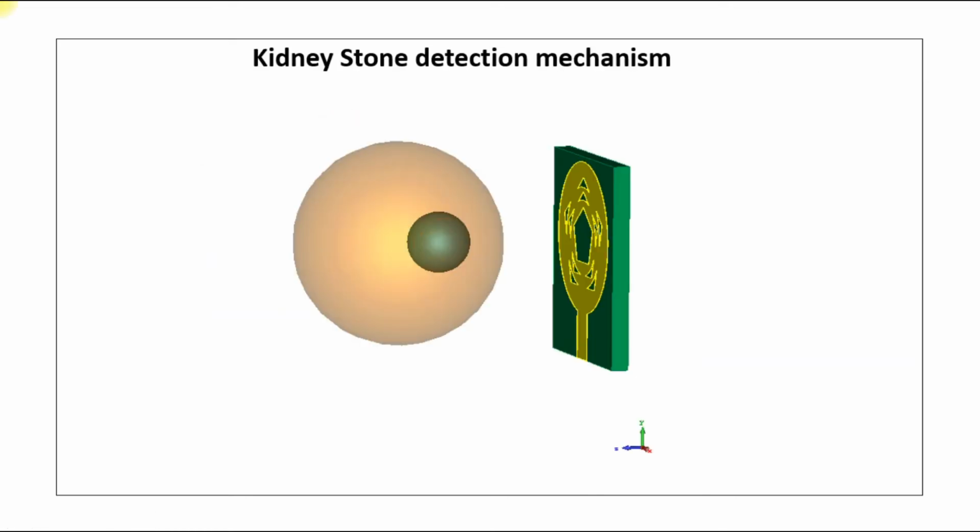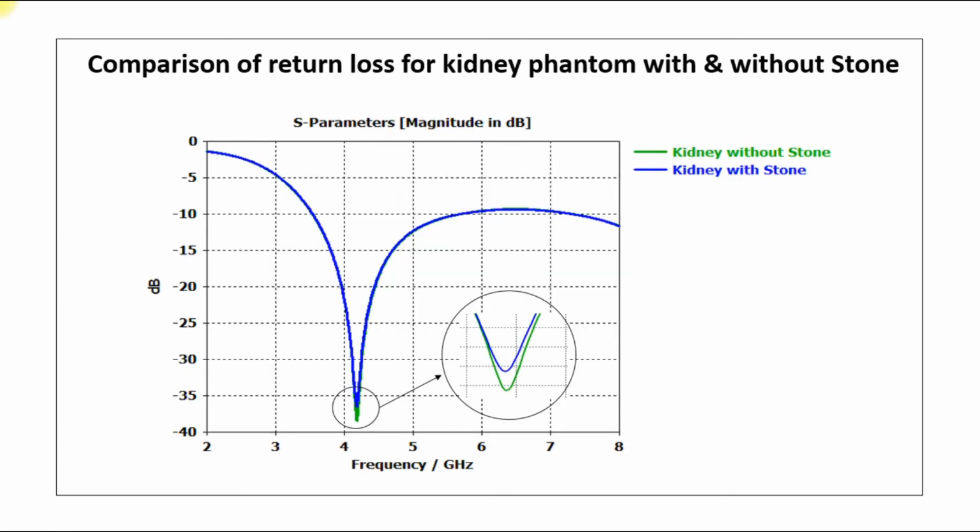Now, in order to find the kidney stone using this method, the setup is arranged in this manner. We keep the antenna over here, and we place the kidney with the stone phantom in front of the antenna. We start radiating from the antenna, and the signal falls on the kidney. The signal penetrates, touches the stone, and the reflected signal from it is received by the same antenna, and we go for the analysis. So this is how the mechanism works.